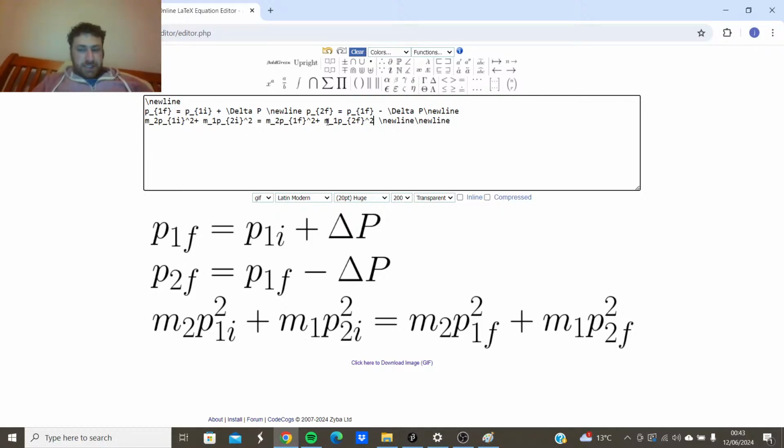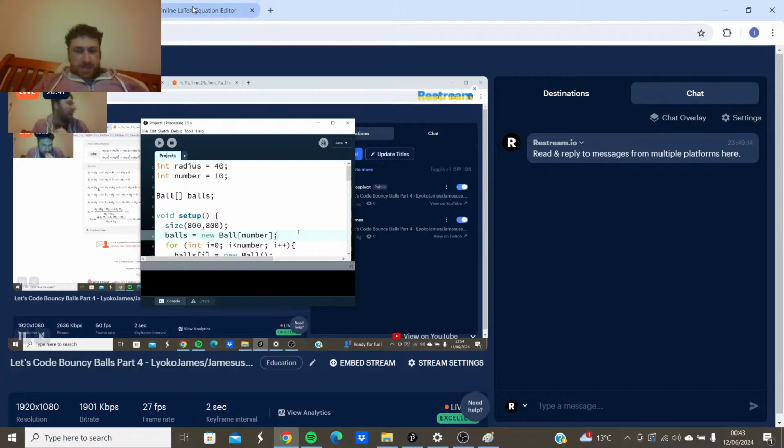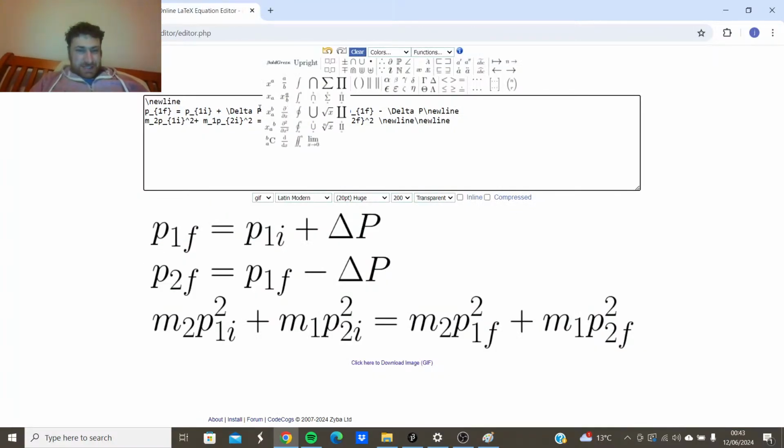And technically, sorry, I know I froze up there, but I was just thinking that technically, yes, this delta P is actually delta P1 because it's the change in momentum 1. How does this work? Where's the second one? Oh, there it is.